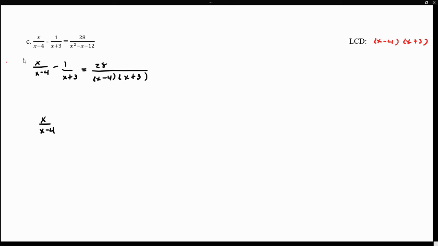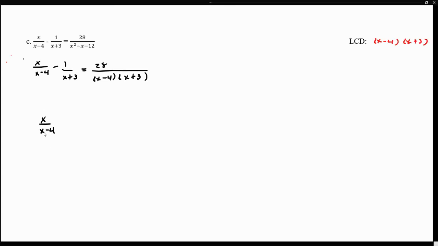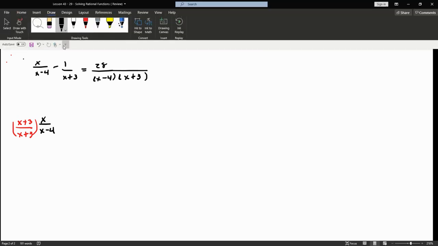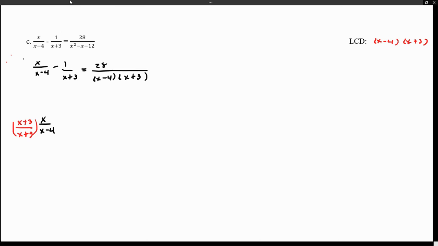X over x minus 4, what is my denominator missing? Well, my denominator has an x minus 4, therefore it is missing the expression x plus 3. So what I'm going to do, I'm just going to multiply x plus 3 on the top and x plus 3 on the bottom. Let me move on to my next one. Oops, sorry, it's supposed to be a negative. So minus 1 over x plus 3.